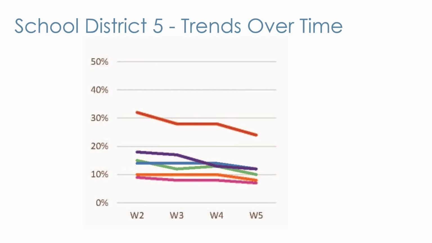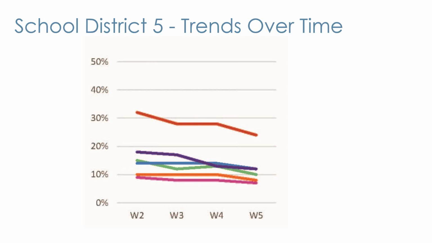I never seem to be able to get these to be saved into an image that's sharp and crisp. But anyways, we can still see them. So what you're seeing here is the School District 5 trends over time. So this is for the entire school district.